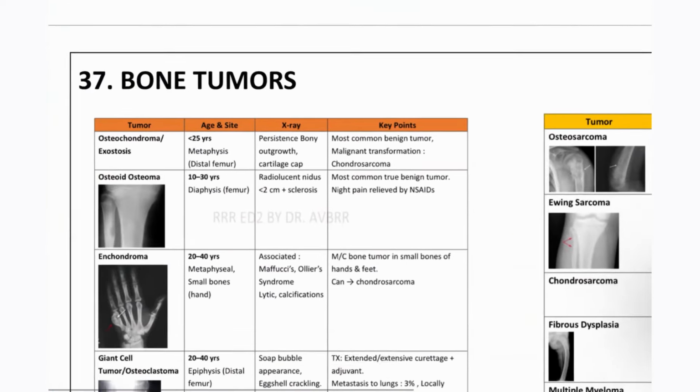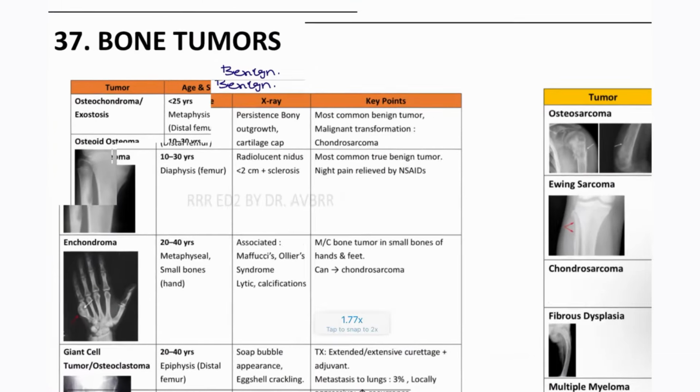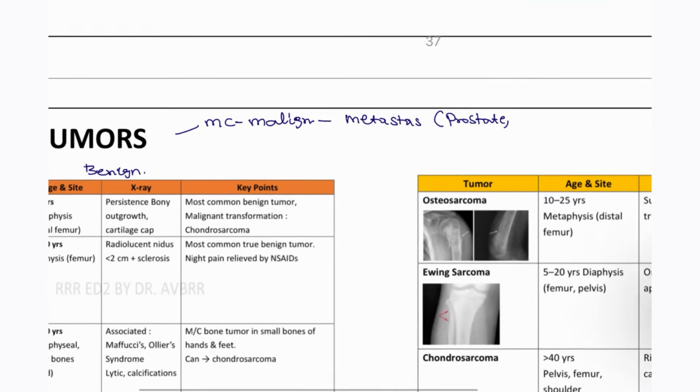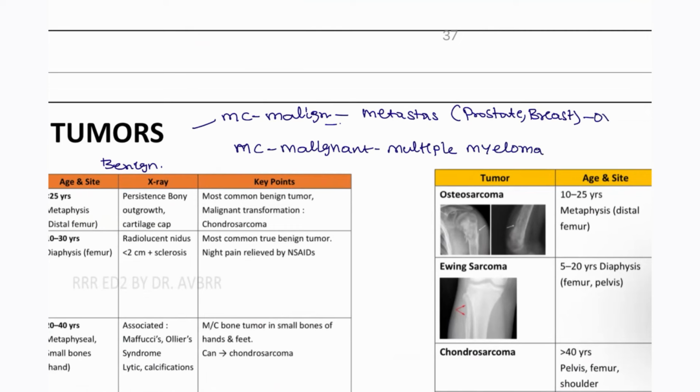Next, moving on to the bone tumors. Before that, you have to know what is the most common malignant. Okay, the most common malignant is metastasis, especially coming from the prostate and breast. Other than that, the most common primary malignant type, this is the overall. Okay, but what is the most common primary malignant type? Then it is multiple myeloma. Multiple myeloma. Okay, this is overall, guys.